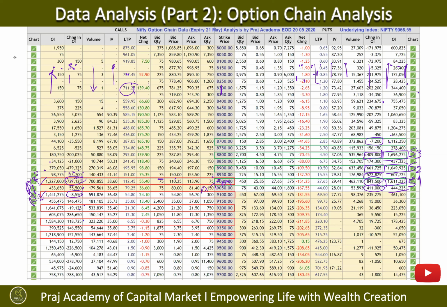Next level is 9,200. You see almost 16 lakh contracts are there. So this is your R3. And 9,300 level, if you see, only 1 lakh new contracts have come up. So that will turn out to be your R4. But one thing you will observe is that on the put side, more new contracts have come. And on the call side, new contracts have not come.